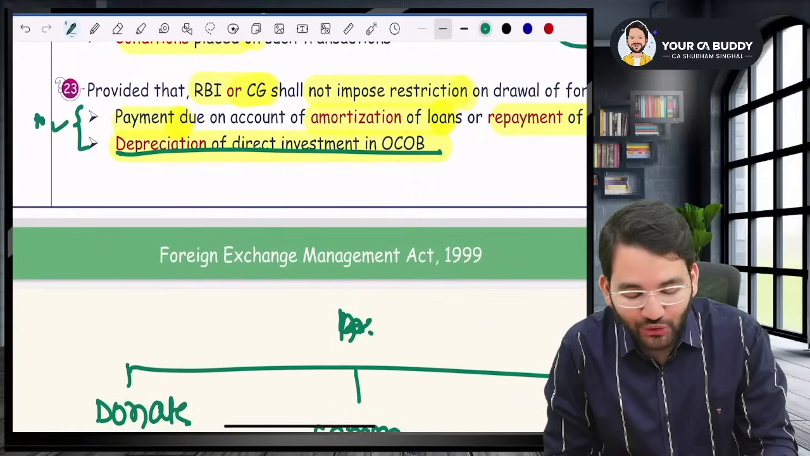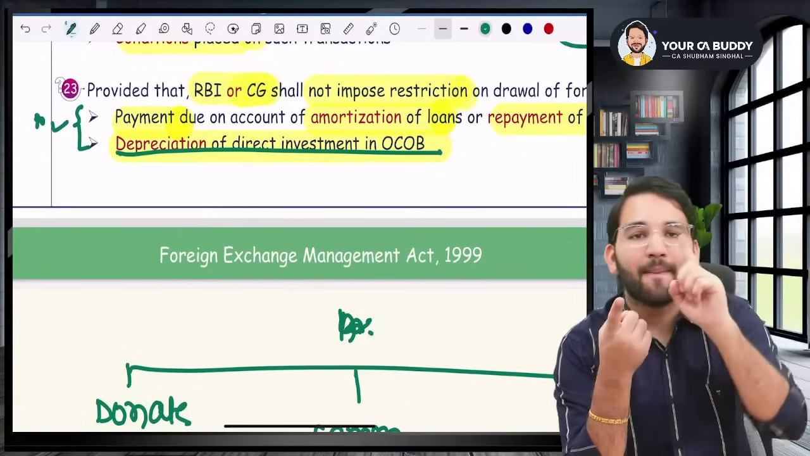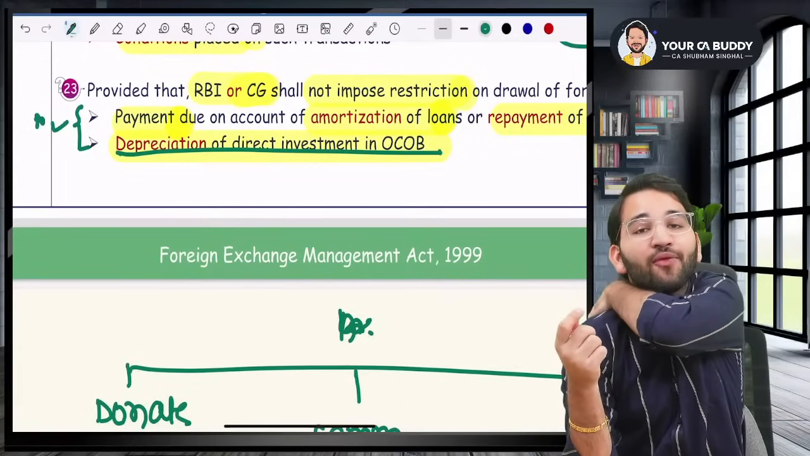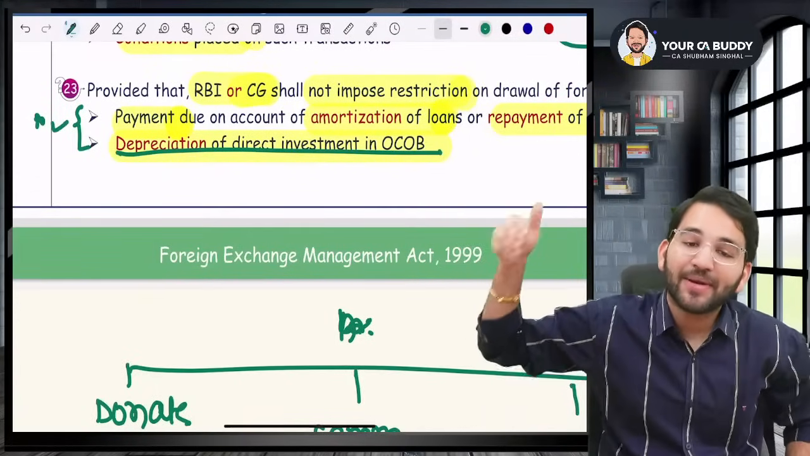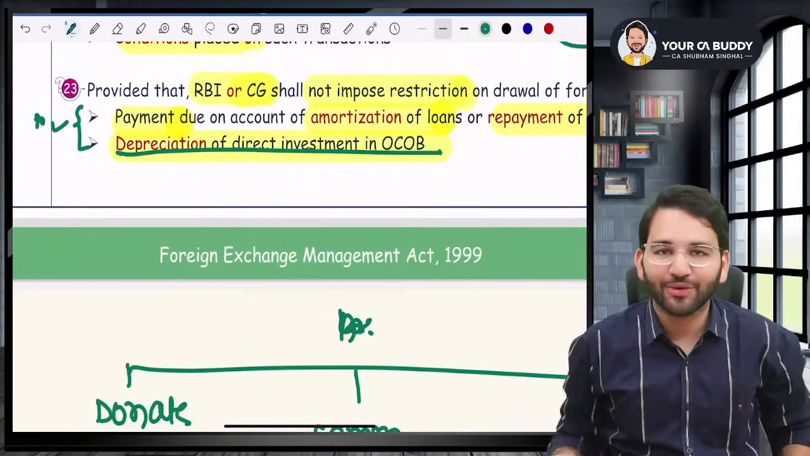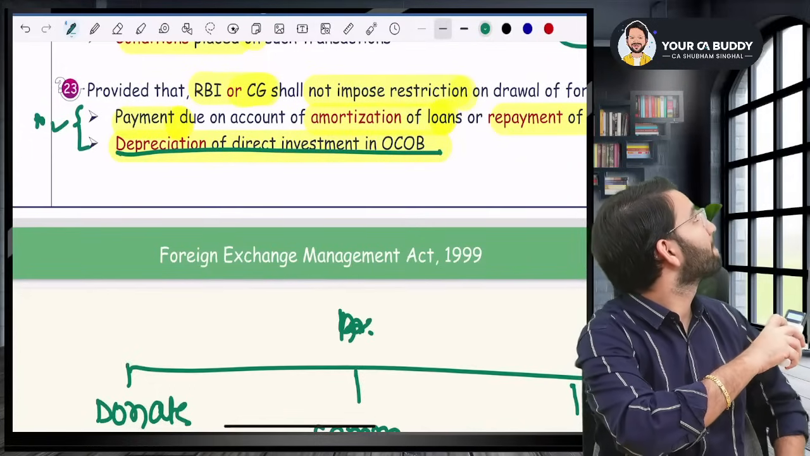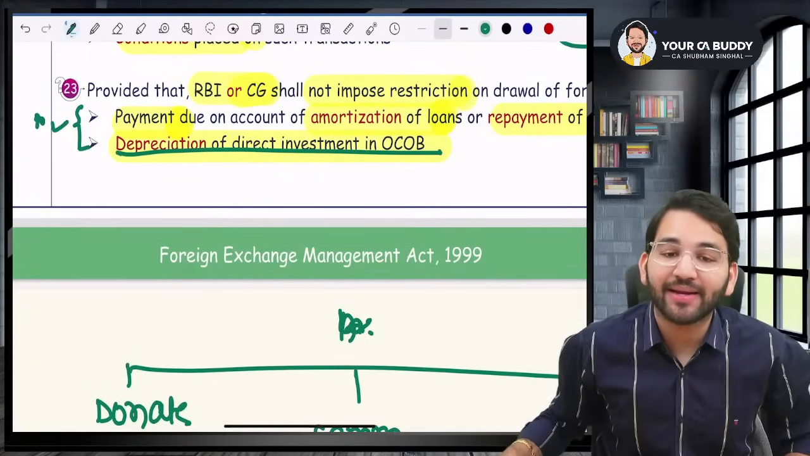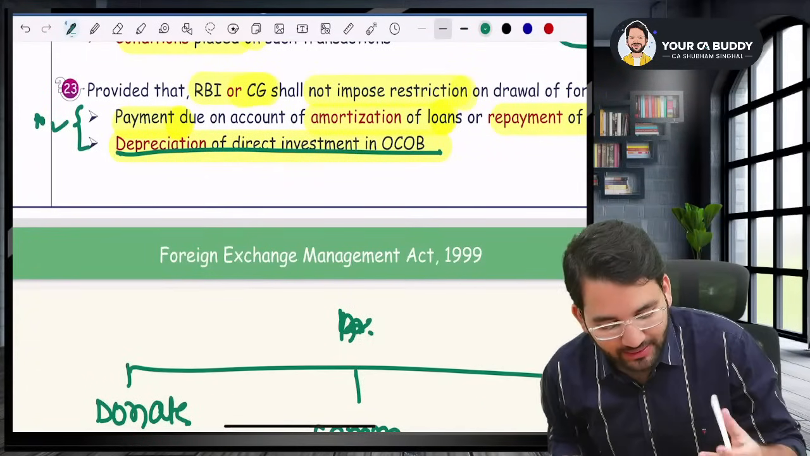These are the two transactions on which restrictions cannot be put. What are these two transactions? Number one, payment with respect to amortization of loan or repayment of loan. You cannot restrict that. And number two, depreciation of direct investment in ordinary course of business. There can be no restriction on this. You have to remember this, sir.